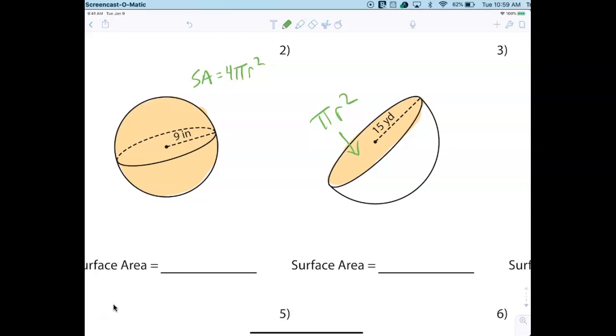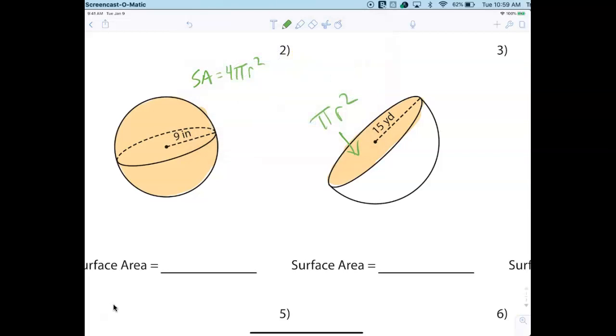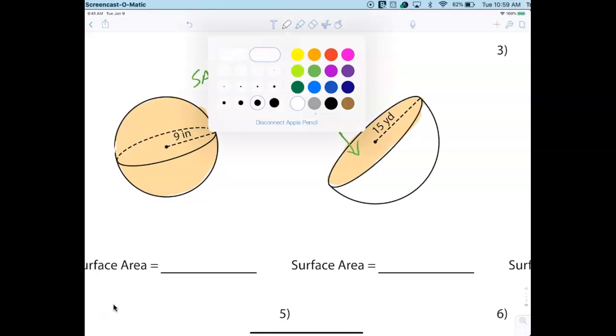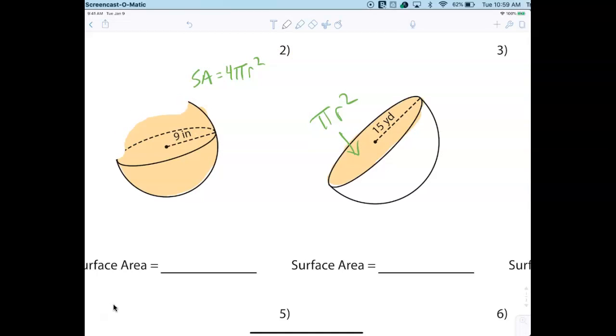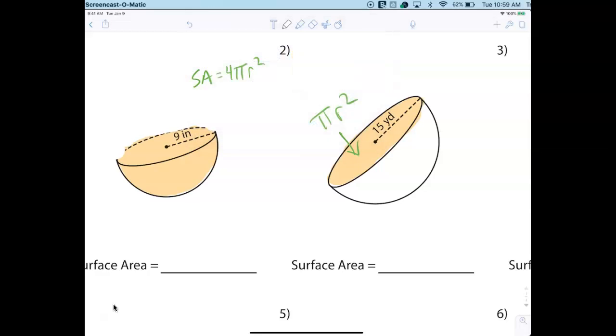Then what I'm going to do is come in here and cut it in half. I'm going to take this and make it bigger so you can see. I just cut it in half. Does everybody see that? Hold on a second. So I just cut it in half. Does everybody see that? Right?